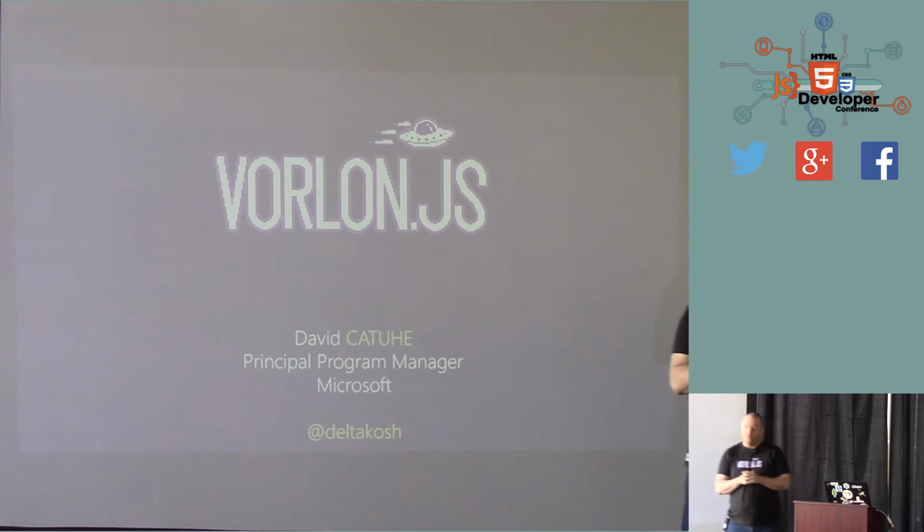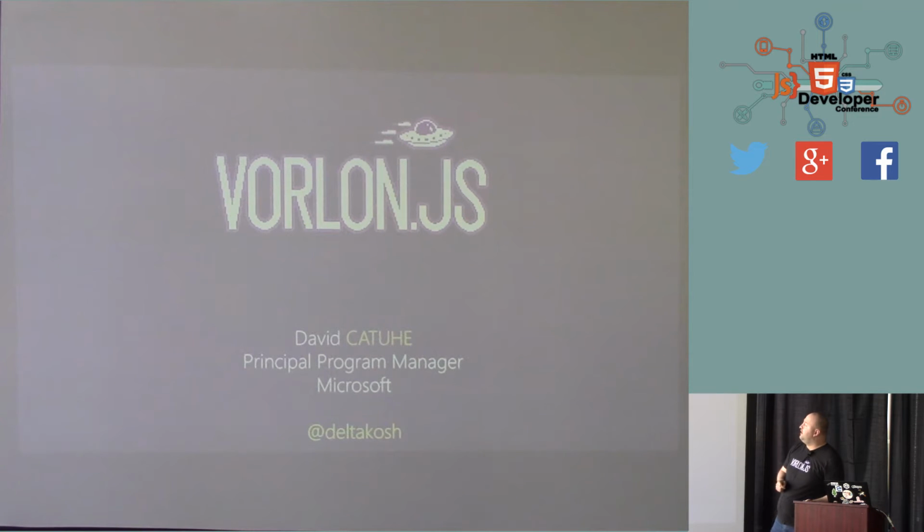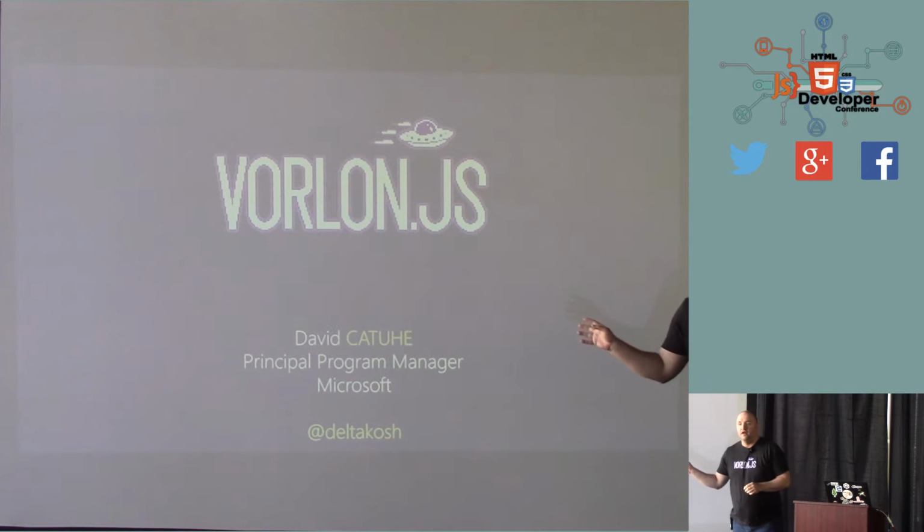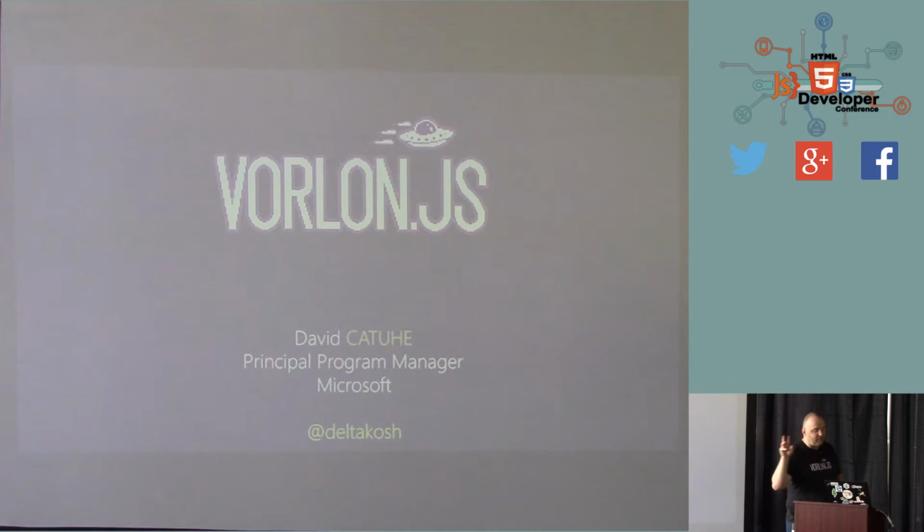I would like to present you a framework I'm working on. The name of this framework is Vorlon.js. I'm a big fan of Babylon 5, the TV show. If you know it, it's the name of an extraterrestrial race, one of the smartest, and I found it's a good name for my framework because it's a smart framework, I think, and I want to prove this specific point to you.